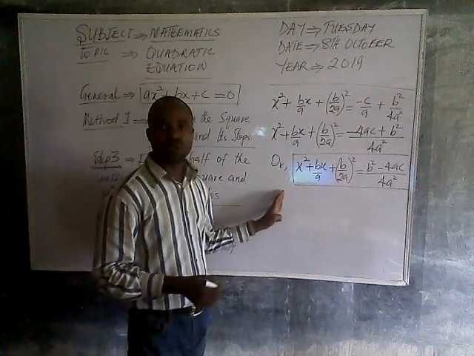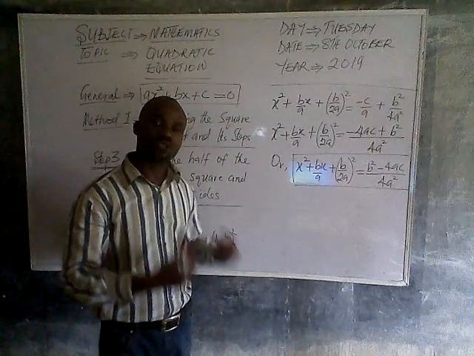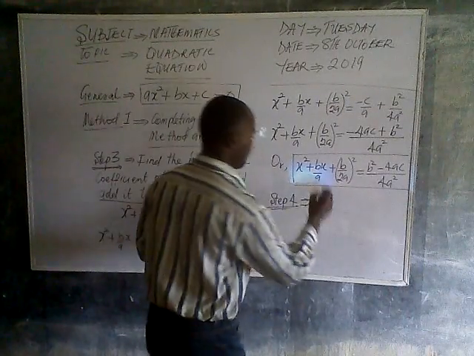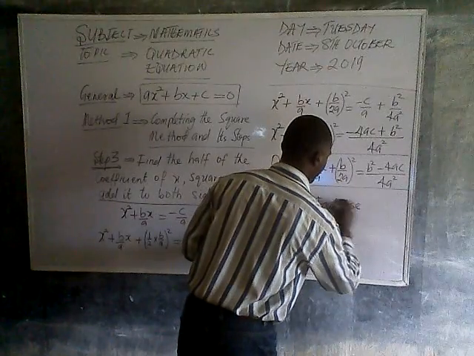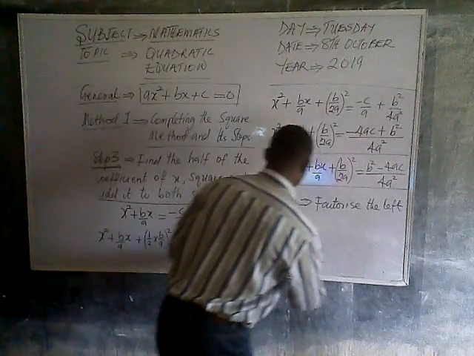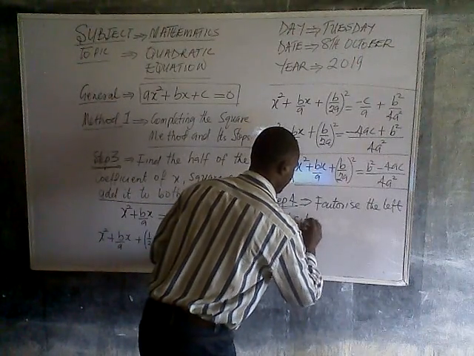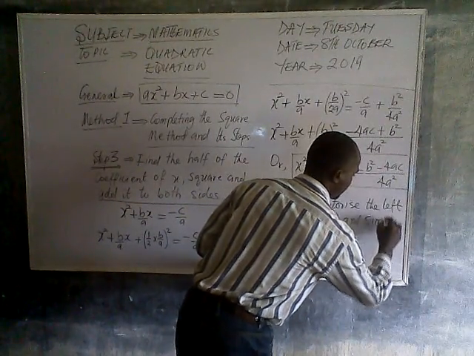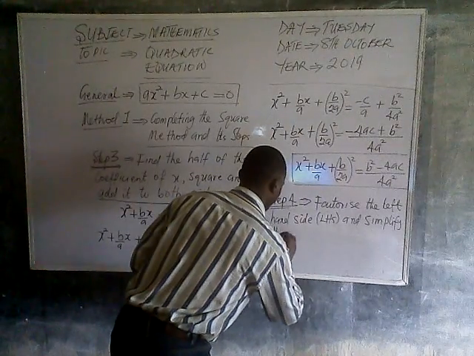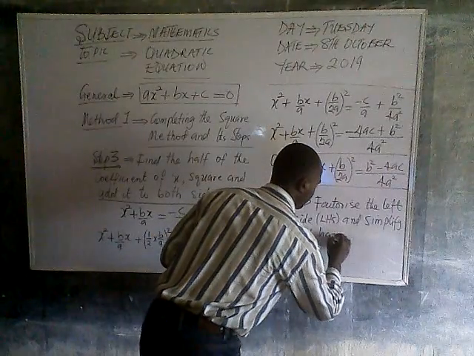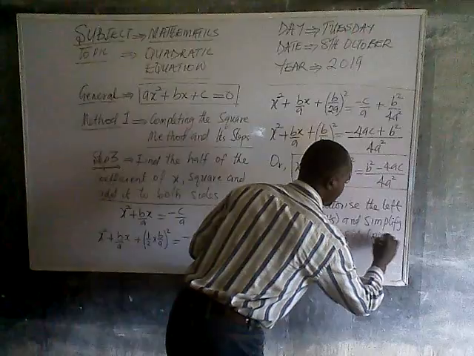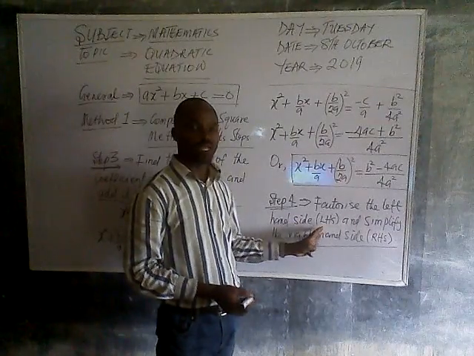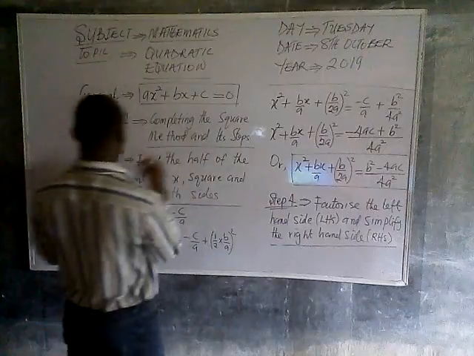Having done that, we move on swiftly to carrying out the instruction on step 4. Very simple: factorize the left hand side, that is the LHS, and then simplify the right hand side, the RHS. So that is the instruction on step 4. We are going to carry out this instruction immediately on this side quickly.